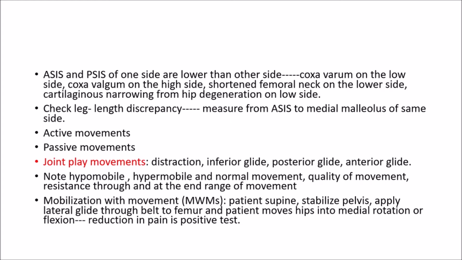Next, we move towards the active movements. In active movements, the patient will perform flexion, extension, abduction, adduction, and internal and external rotation at the hip. The examiner checks the quality of movement, the range of movement, and whether any resistance is present throughout the range or at the end of the range, and checks the behavior of pain through the range or at the end of the range.